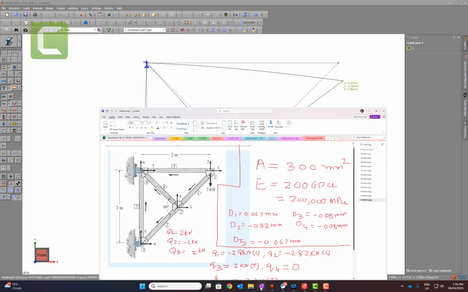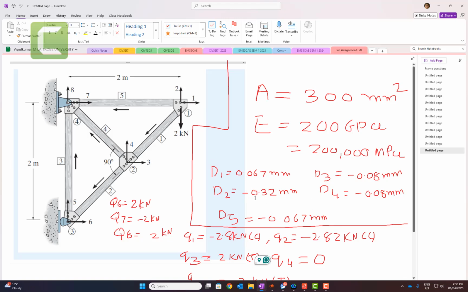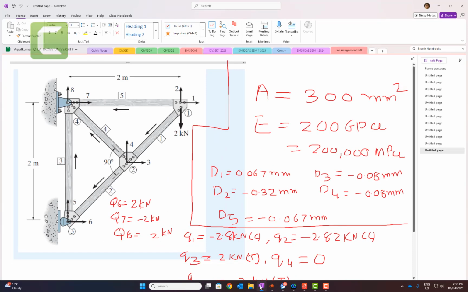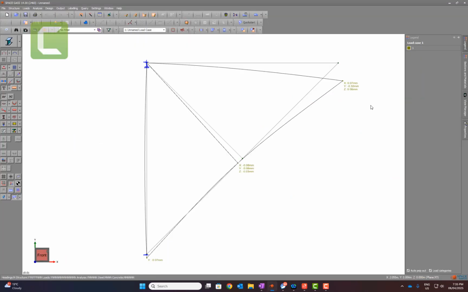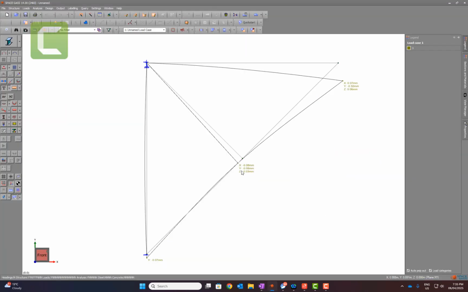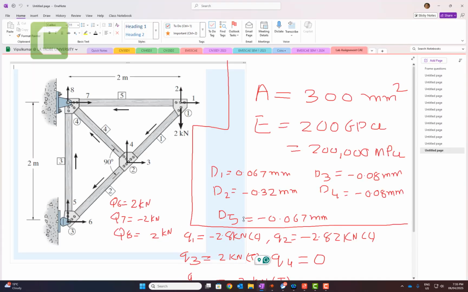Let me check. D2 is minus 0.32, D2 minus 0.32. D3 minus 0.08, which is here. And then D4 minus 0.08, which is here. So D4 is this one, minus 0.08 in Y, and finally we have this minus 0.08, which is D5 minus 0.08. Minus sign means it is opposite to this arrow.